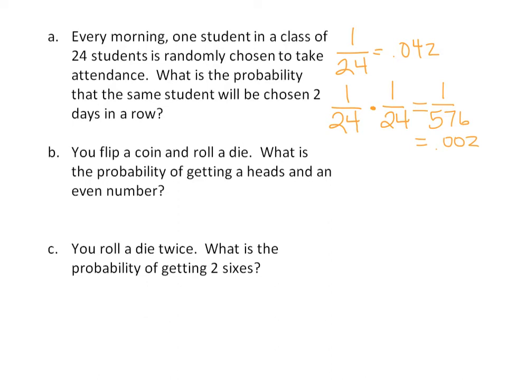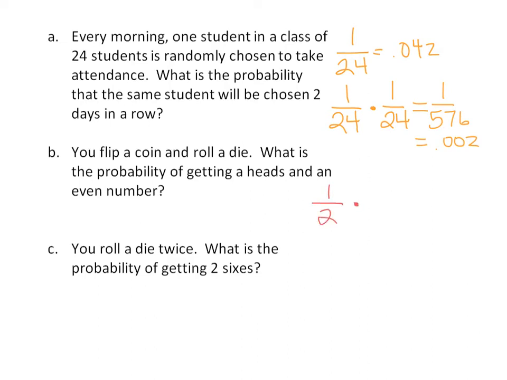The second example, you flip a coin and roll a die. What is the probability of getting heads and an even number? Well, first of all, you have to ask yourself the question, are these dependent or independent events? And the answer again is they're independent. Flipping a coin and getting heads or tails does not affect rolling the die. So all we're going to do is multiply our probabilities. So flipping a coin, what's the probability that you get heads? Well, heads is one side of a coin out of 2.